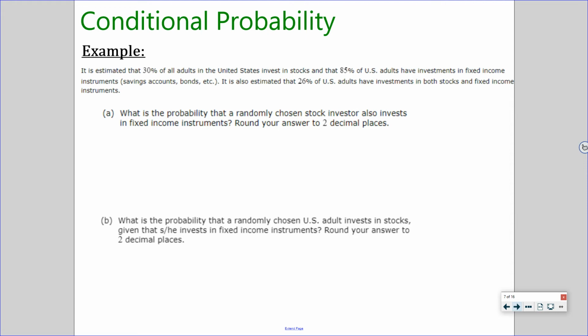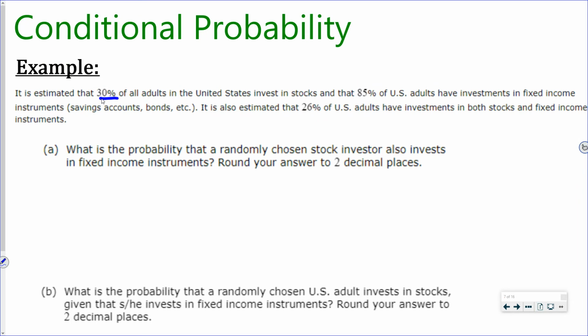It says it's estimated that 30% of all adults in the U.S. invest in stocks, and that 85% of U.S. adults have invested in fixed income instruments, savings accounts, bonds, etc. It is also estimated that 26% of U.S. adults have investments in both stocks and fixed income. Okay, I'm going to kind of write this out in math notation. So 30% of all adults in the U.S. are invested in stocks. So the probability that a U.S. adult randomly selected is investing in stocks is 30%.